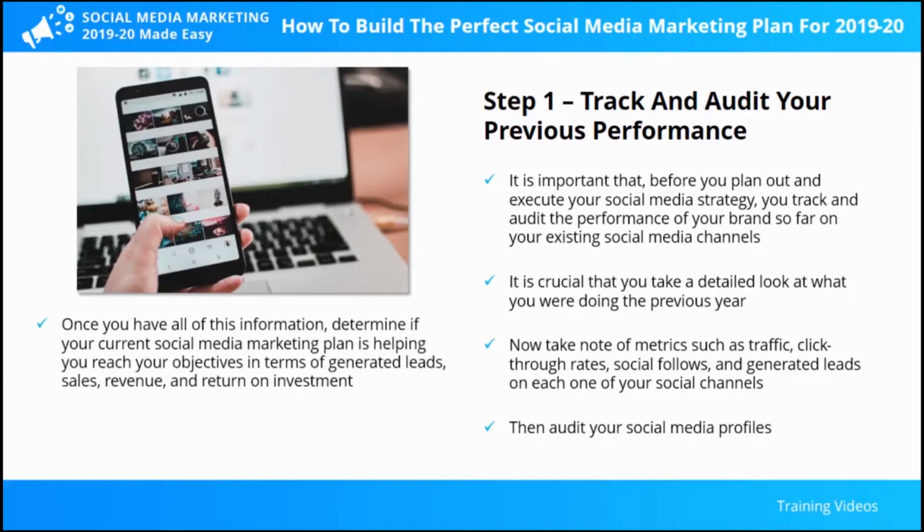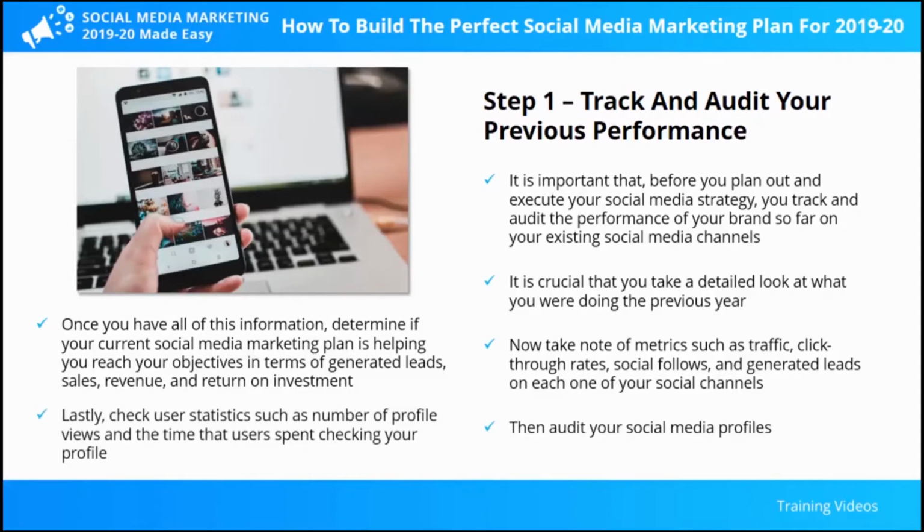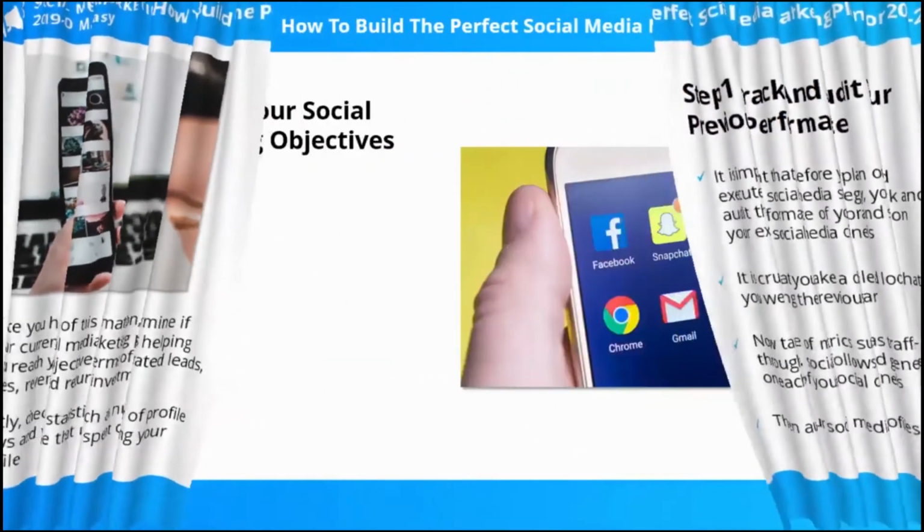Once you have all of this information, determine if your current social media marketing plan is helping you reach your objectives in terms of generated leads, sales, revenue, and return on investment. If you haven't been getting the results you want, it's possible that you'll have to shift your attention to a different objective, such as boosting brand awareness first. Lastly, check user statistics, such as number of profile views, and the time that users spend checking your profile. If the numbers are low, it means that you'll have to improve your social media image.